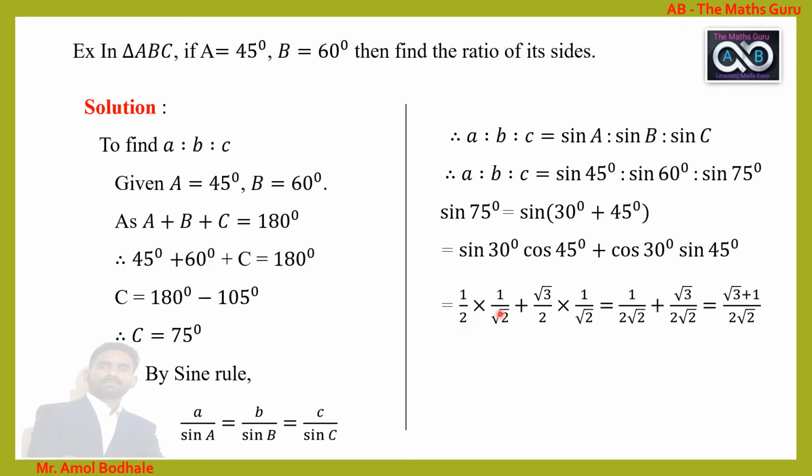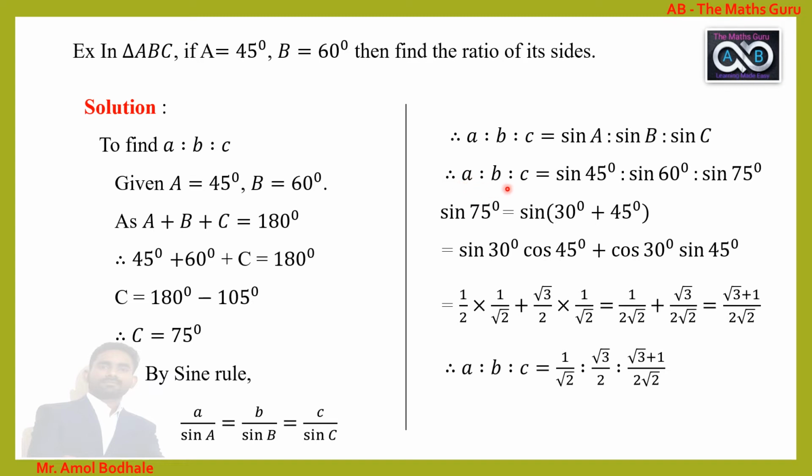So here 1 by 2 into 1 by root 2 is 1 by 2 root 2, and root 3 by 2 into 1 by root 2 is root 3 upon 2 root 2. Here the denominator is the same, so we can add the numerators. So we can write 1 plus root 3, that is root 3 plus 1 upon 2 root 2. So here we get the value of sine 75.